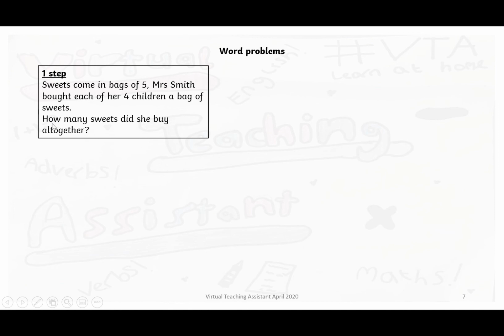So sweets come in bags of 5. Mrs. Smith bought each of her 4 children a bag of sweets. How many sweets did she buy altogether? Now you can see why these tend to come at the end, because you need that strong understanding first. Because what you need to do is you need to read the question and try and gather what the question is asking you. Okay, so you need to highlight the key information. So I know they come in bags of 5. Okay, and I know she's got 4 children. So I know that my number sentence here is going to be 4 times 5. Okay, so 20 sweets altogether.